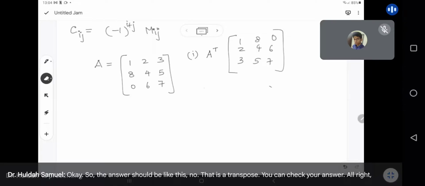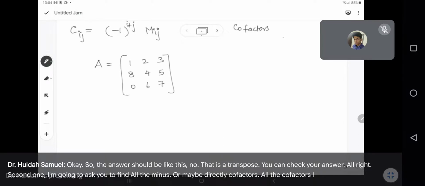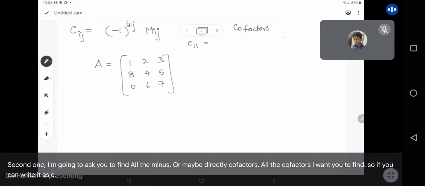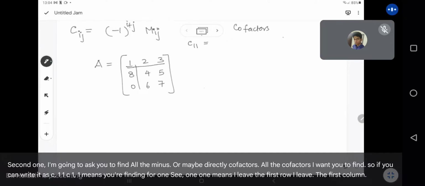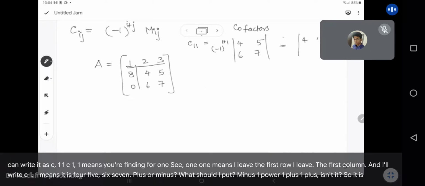All right. Second one. I'm going to ask you to find all the minors, or maybe directly cofactors. All the cofactors I want you to find. So you can write it as C11. C11 means you're finding for 1. C11 means I leave the first row and the first column, and I'll write 4, 5, 6, 7. Plus or minus, what should I put? Plus, ma'am. Minus 1 power 1 plus 1, plus, isn't it? So it is the determinant of 4, 5, 6, 7.